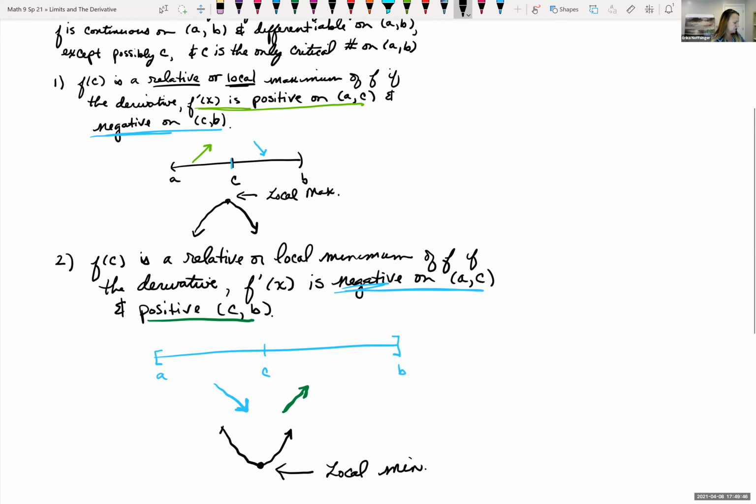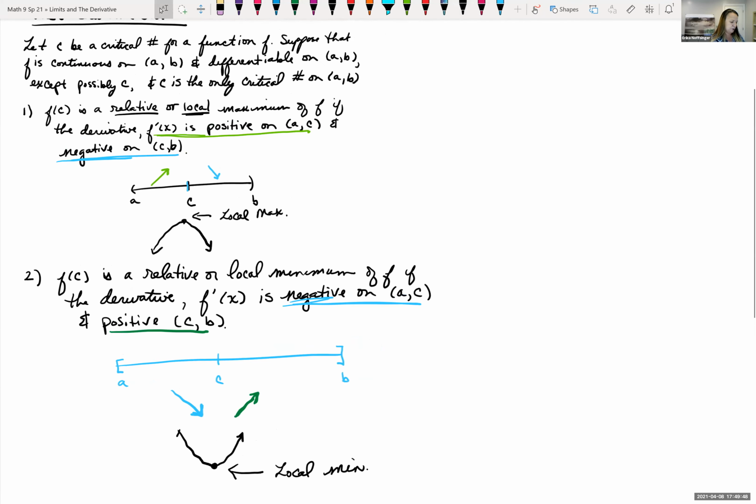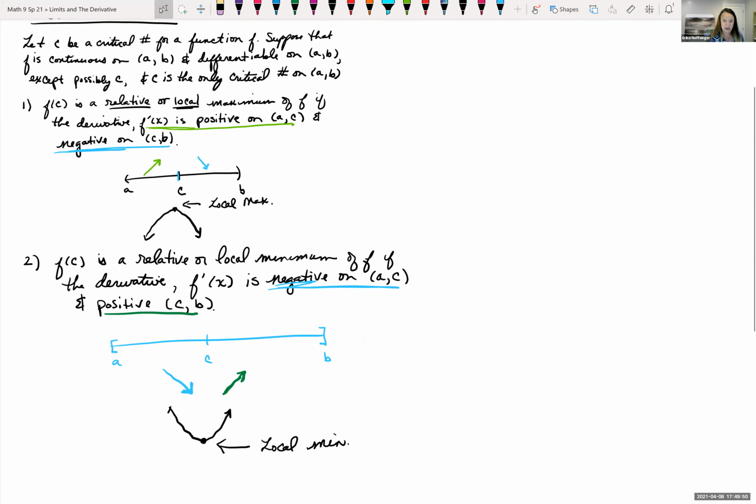So that's our first derivative test. It's pretty much what we were just doing with finding where a function was increasing and decreasing. Now we're just going to add in that if it's defined at that value and it's changing direction, then it's either going to be a local max or a local min.